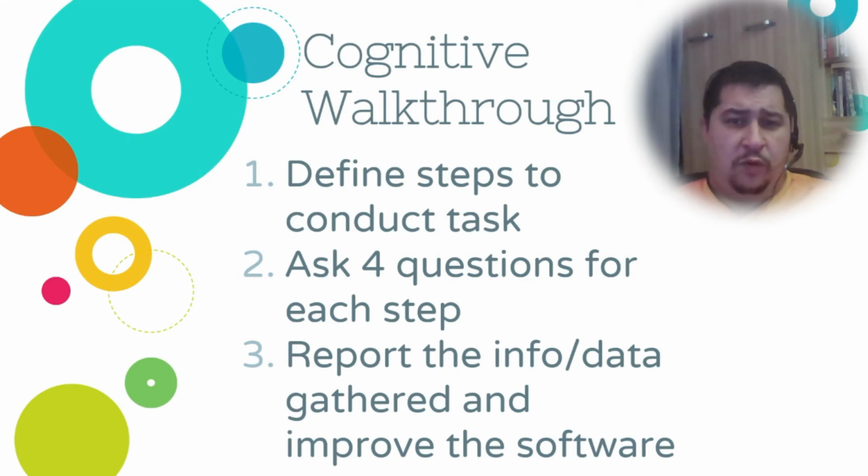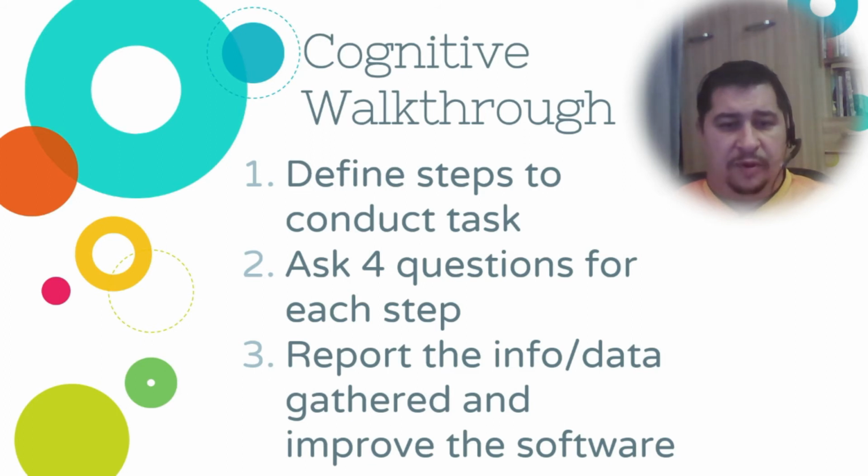Next thing I would like to talk about is the cognitive walkthrough. Although it sounds a little bit complicated, it consists of just 3 steps. Step number 1, you define the steps to conduct the task. Step 2 is to ask exactly 4 questions for each of those steps. And step number 3 is to report the information and data gathered, and of course improve the software. So in short, that's the cognitive walkthrough.